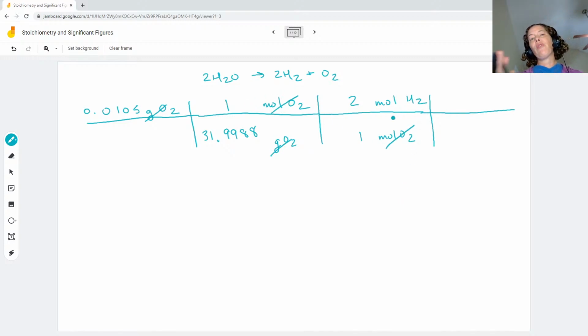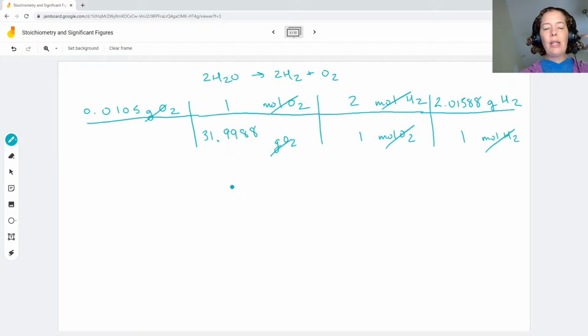So we need to convert from moles of hydrogen to grams of hydrogen. So I need a molar mass, making sure that my moles of hydrogen cancel, and I'm converting to grams of hydrogen. So for molar masses, of course, it's always 1 mole, and the grams is, again, a lot of significant figures in there. And that cancels out my moles of hydrogen. I'm left with grams of hydrogen, which is what my problem asked for.